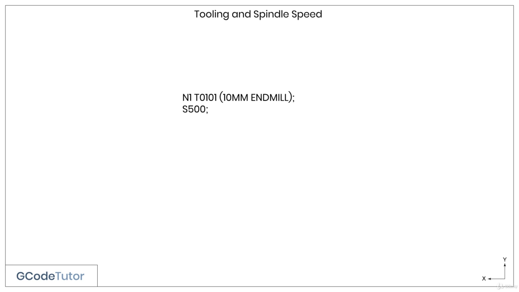The T0101 means tool 1 offset 1. And in brackets we can add an operator's note that the machine doesn't read. This is purely for the operator. Below this, we will put an M06 to do an automated tool change to put the tool from the carousel into the spindle. And the S500 sets the spindle speed of the machine. We would normally follow this with an M03 to turn on the cutter.